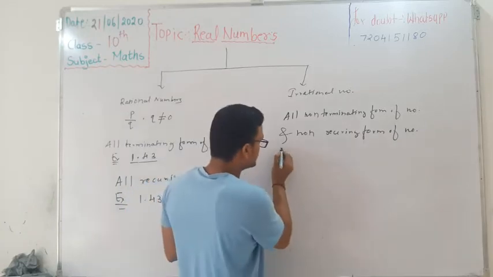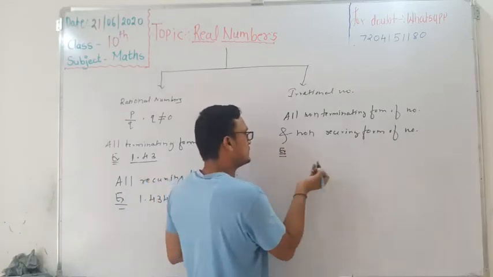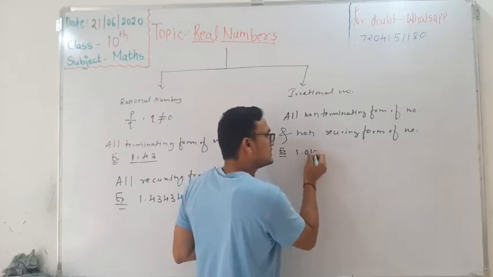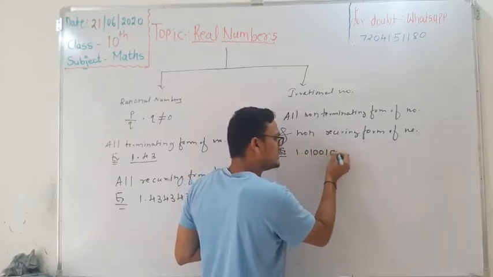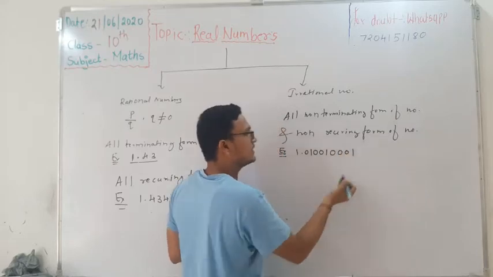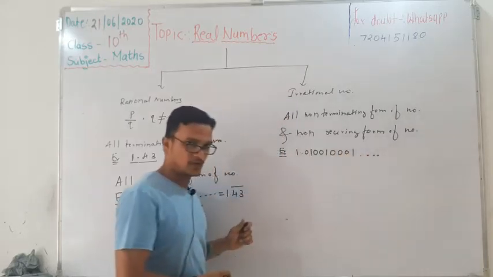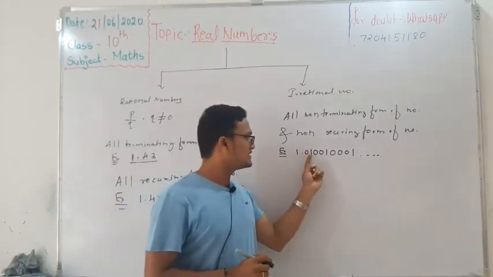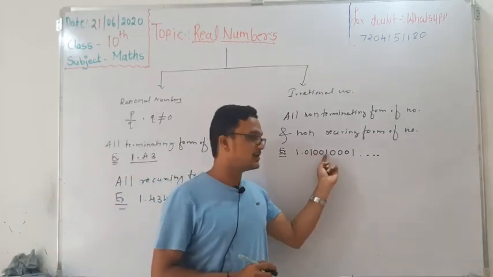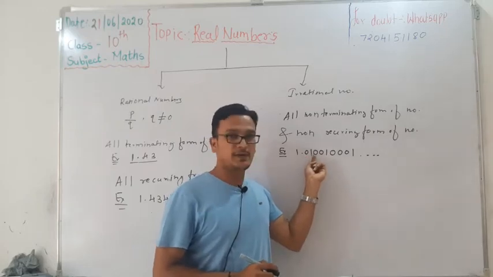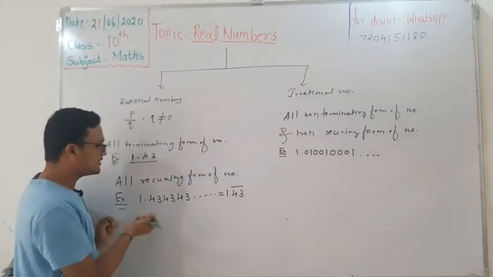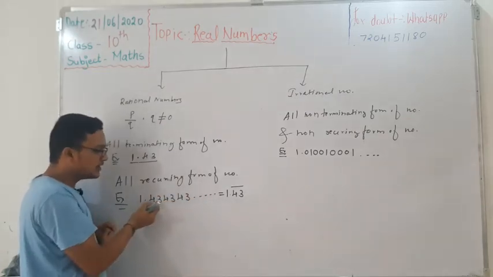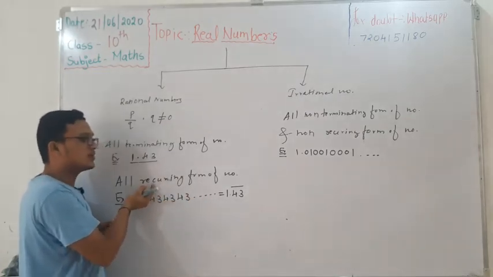For this also I will give one example, that is 1.01001000100001 and so on. If you observe this number, 1.01, then 001, the number is not repeating as we have seen in the rational numbers, that is 1.43, 43, 43 and so on. There the number is repeating, therefore it is called a recurring form.